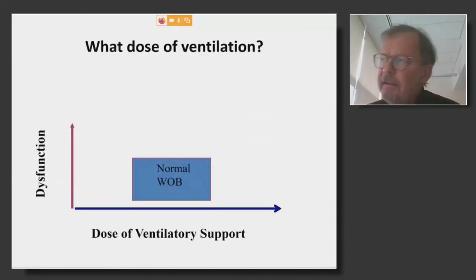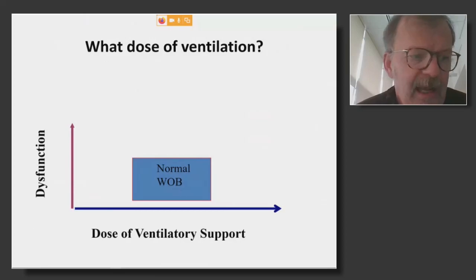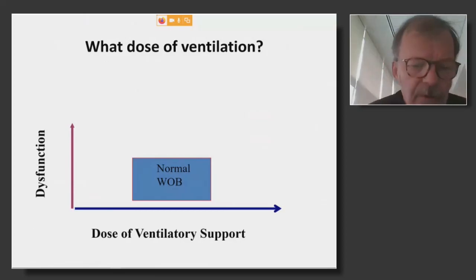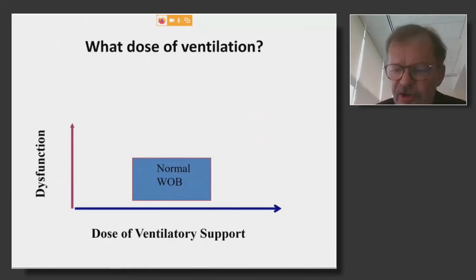So why is that important? Why does it matter? Well, for two reasons. First, I said this asynchrony, desynchrony are associated with poor outcome. We don't know if it's a causal relationship, but of course it suggests that maybe we should try to have a better synchrony. But also it will help you to understand whether you give enough ventilation or too much ventilation.